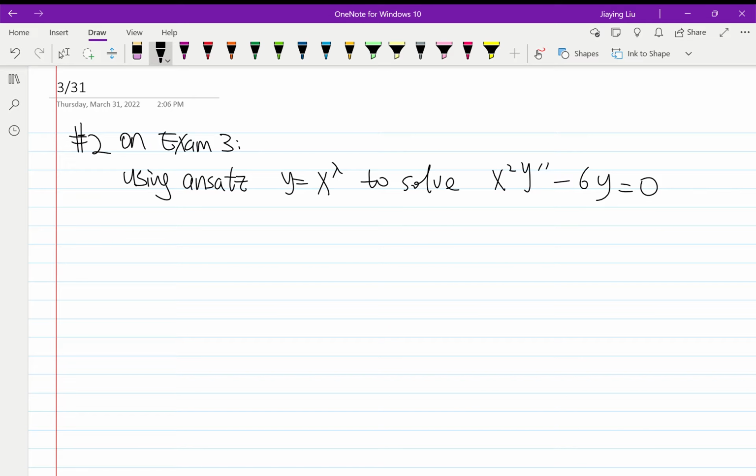So we have to find the first derivative because we need the second derivative. To find the first derivative here, we're just going to use the power rule, right? Because lambda is a constant. This is x to the power, so we use the power rule. So we got lambda x to the lambda minus 1. And then we find the second derivative using the power rule again. The first lambda just stays, and then we move the exponent to the front. So that's lambda times lambda minus 1, x to the lambda minus 2.